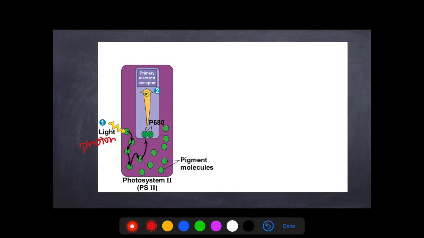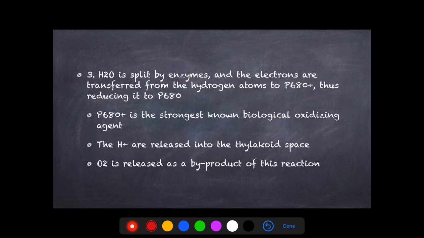So that's what you see here. You have light coming in through a photon. It's going to hit these pigment molecules that are going to pretty much pass the energy until it reaches P680. That P680 will excite an electron until that electron reaches a primary electron acceptor. This primary electron acceptor is also going to be known as P680 plus. And then it will be reduced by an electron.